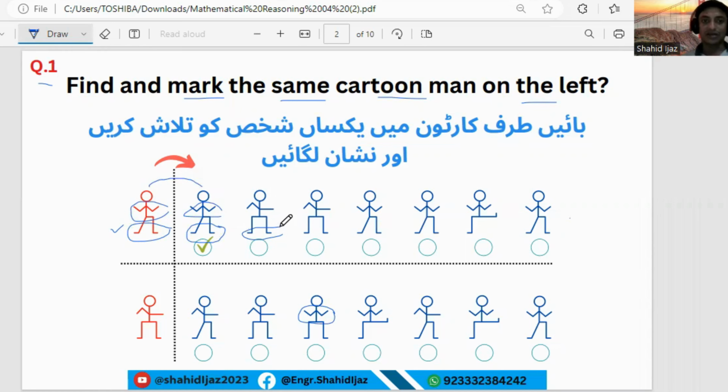And is this similar? This is not similar. It has different legs. This is also not similar. It has different legs. This has similar legs, similar hands. This is also similar to this red one. Am I right? Yes, sir.